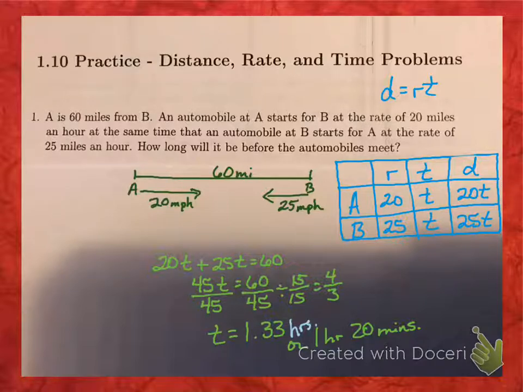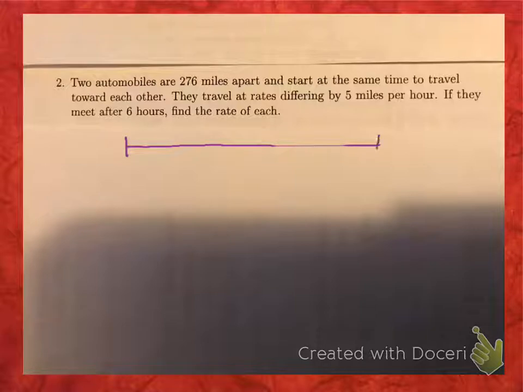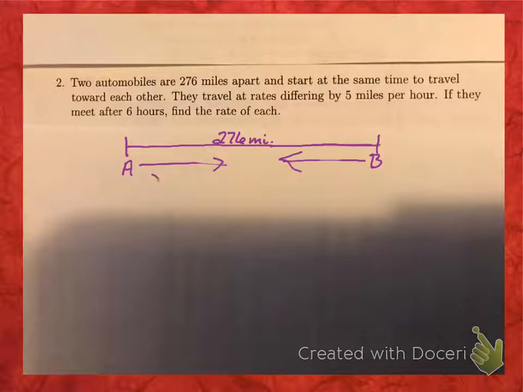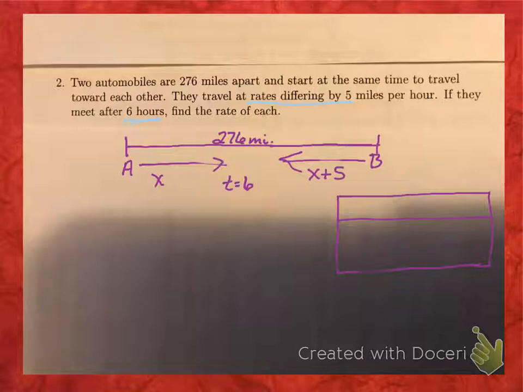Okay, let's go to number 2. 2 automobiles, 276 miles apart. A is traveling at X, and it says that their rates differ by 5 miles an hour. So I've got X and I've got X plus 5. They're traveling T hours. And it says that they're going to meet after 6 hours. So T is now equal to 6 hours.